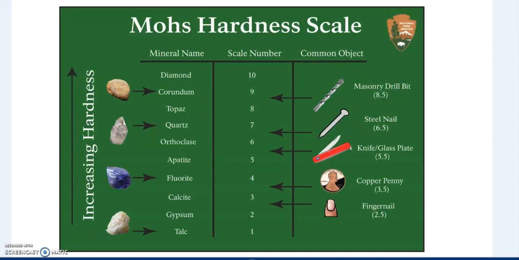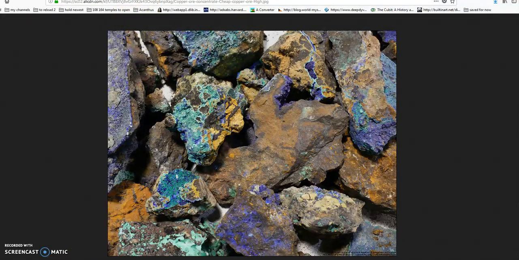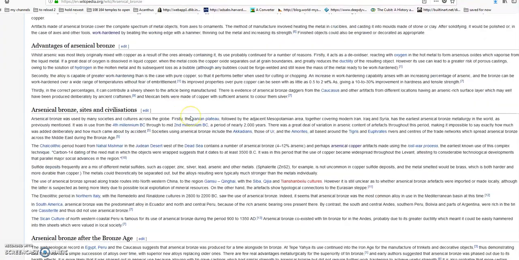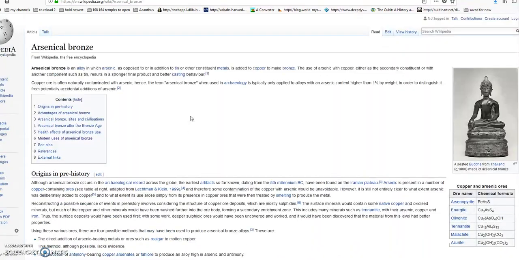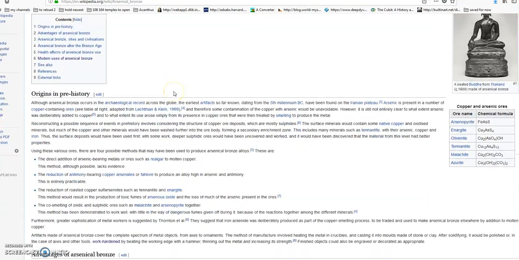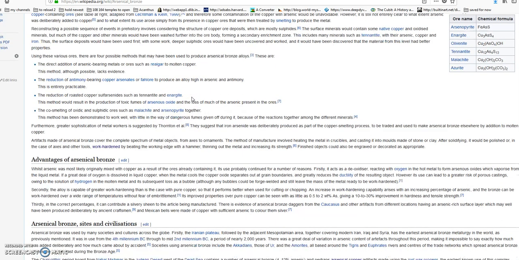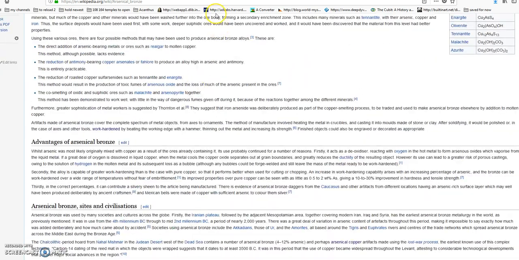Back to the Mohs hardness scale. But now, where are we? Okay, so, again, we'll go through the Wikipedia just to begin with. So arsenical copper, you can Wikipedia it, for instance. I'll put these links in the description. Also, arsenical bronze and the properties are different variations of it. So often it's said copper is this on the Mohs hardness scale, and well, it's just way off. It really is way off there.